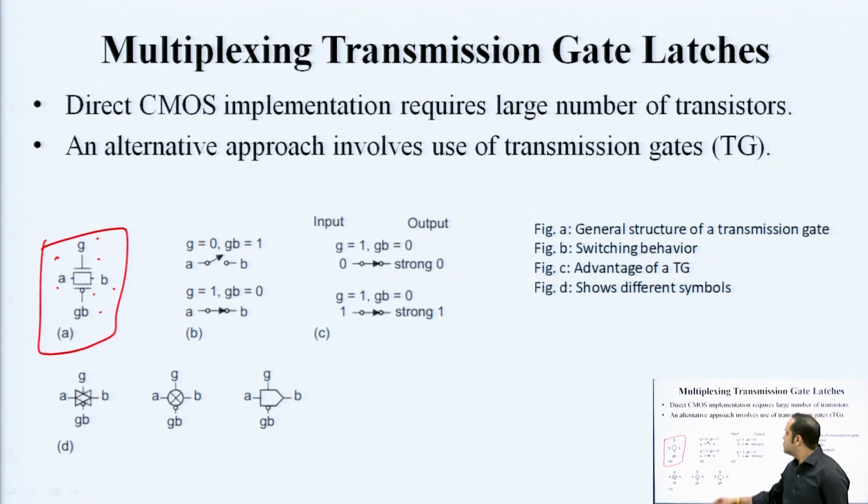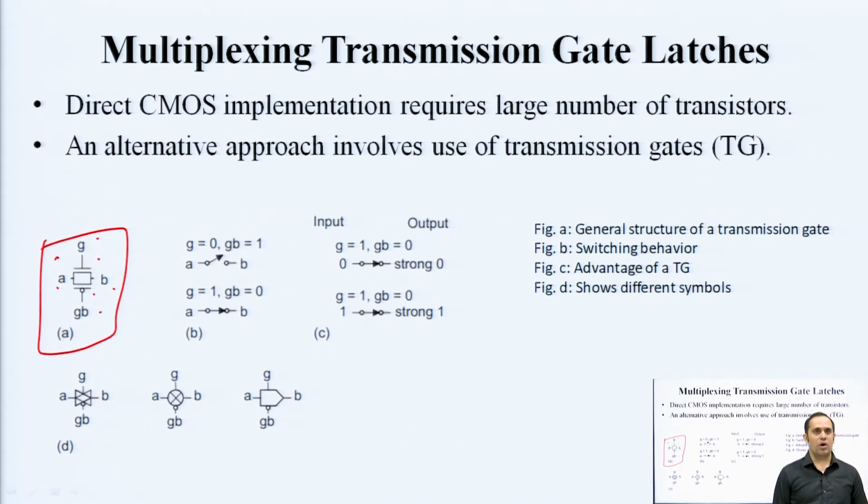Suppose G is 0 and G B is equal to 1. In that case, the NMOS is off and PMOS is also off. So, this is an open switch. The opposite case, when G is 1 and G B is equal to 0, both NMOS and PMOS become on. So, this is now a closed switch.